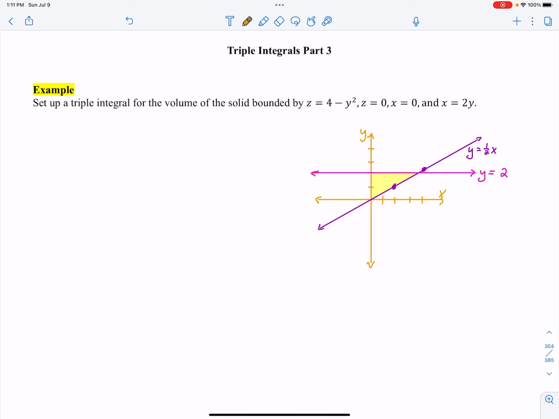This video will continue our discussion of triple integration by finding a triple integral that represents the volume of a solid. Okay, it's bounded by this. This is our surface. This is the xy plane. And then x equals 0 is the y-axis.